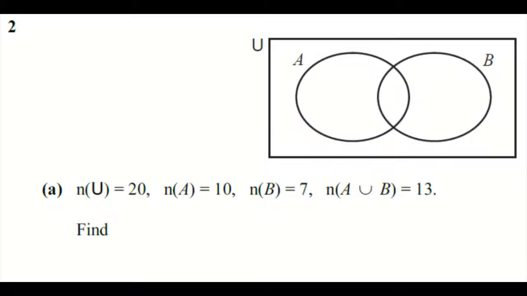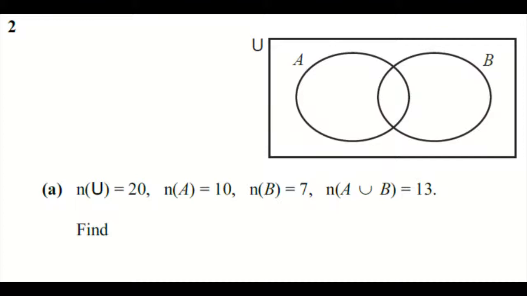Now we move to number 2. This number 2 is related to the Venn diagram. The problem with this question is that we need to be very careful about the information given. Any detail given, we need to pay more attention to it. For example, the number of elements of the universal set is 20. The number of elements of A is 10. The number of elements of B is 7. And the number of elements of A union B is 13.